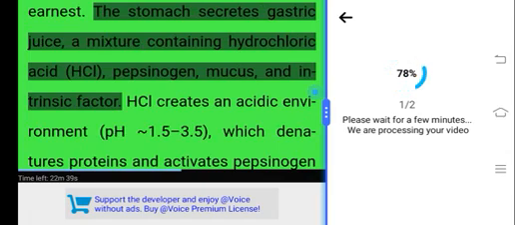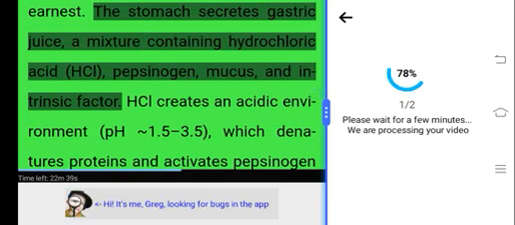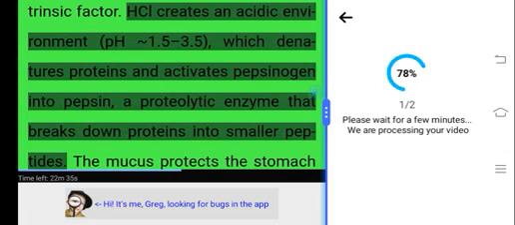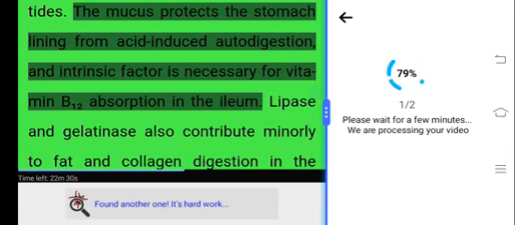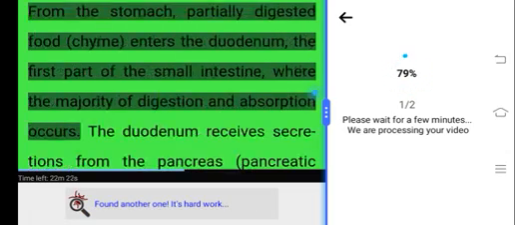The stomach secretes gastric juice, a mixture containing hydrochloric acid (HCl), pepsinogen, mucus, and intrinsic factor. HCl creates an acidic environment, pH approximately 1.5 to 3.5, which denatures proteins and activates pepsinogen into pepsin, a proteolytic enzyme that breaks down proteins into smaller peptides. The mucus protects the stomach lining from acid-induced autodigestion, and intrinsic factor is necessary for vitamin B12 absorption in the ileum. Lipase and gelatinase also contribute minorly to fat and collagen digestion in the stomach.